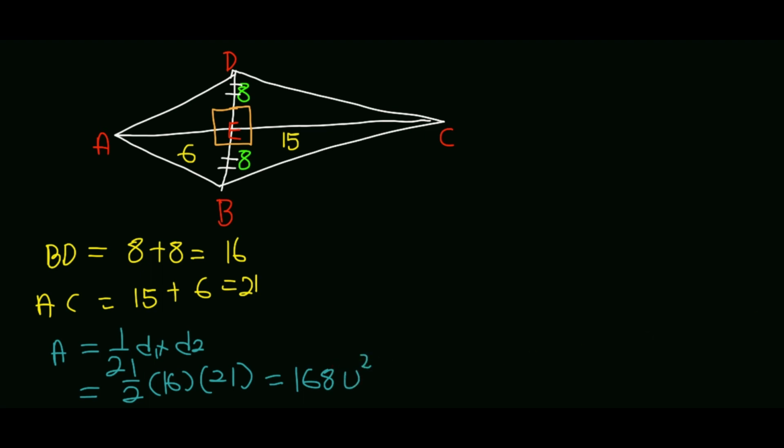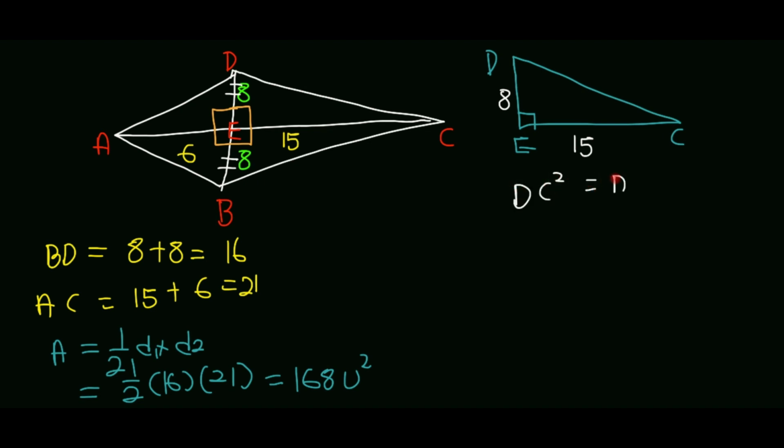And then what if this question asks us to calculate the perimeter? Finding the perimeter, we first need to find this side, this side, this side, and this side. So in this situation, what we can do is create a right angle triangle, because this is 90 degrees, and this is point D, this is point E, and this is point C. And remember, this is 15, and this one is 8. So we can find this side CD. So we use the theorem of Pythagoras. So DC squared equals DE squared plus EC squared. So from there we square both sides.